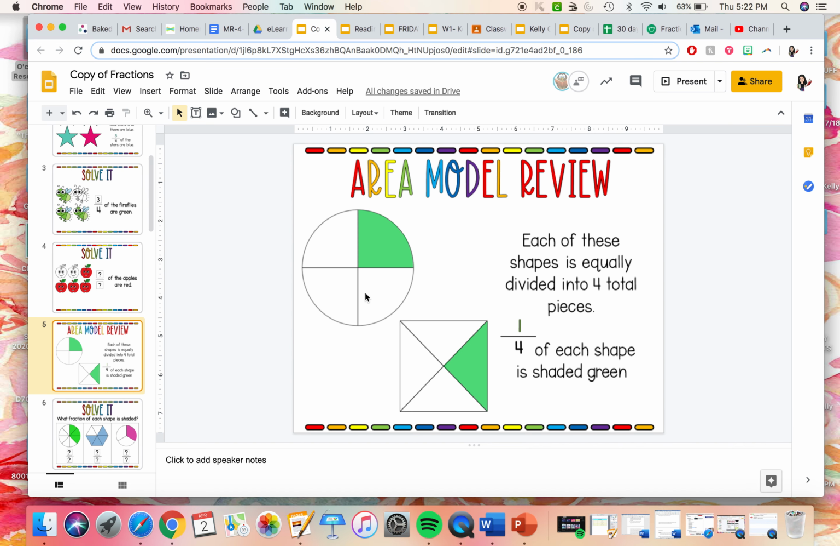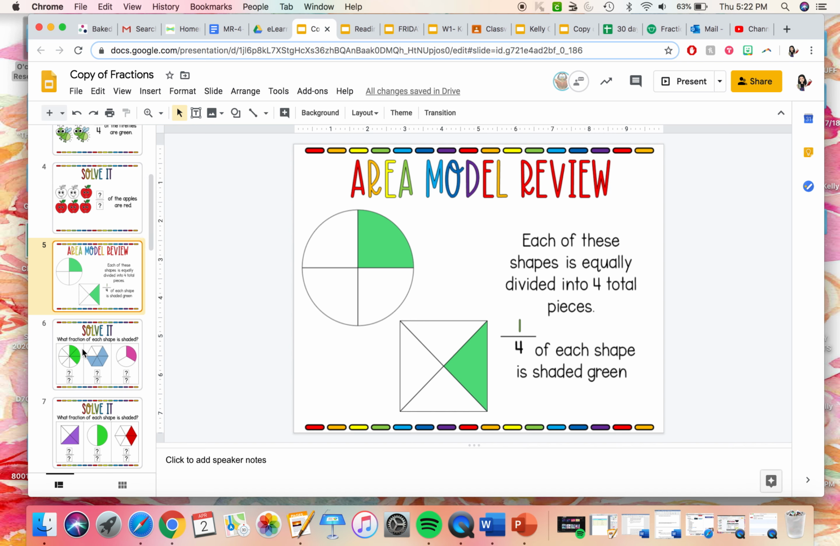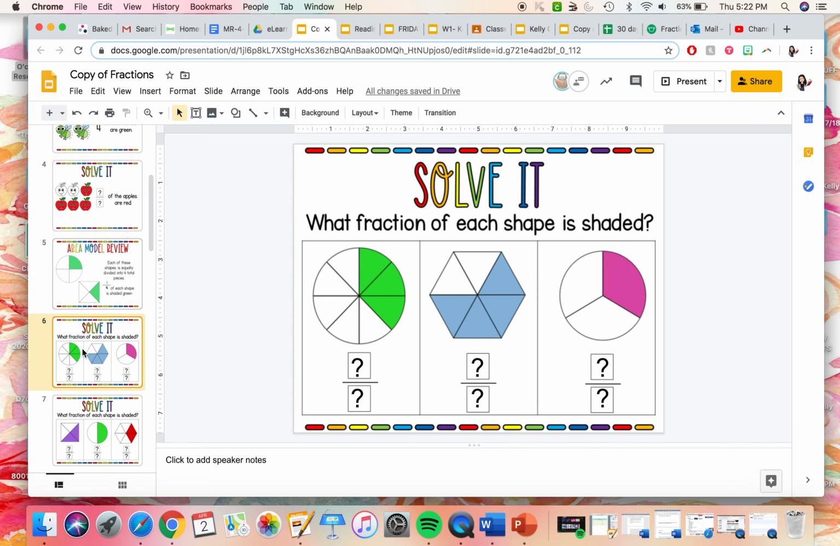Just another picture for you to see for fractions. We look at these. This is another way to represent parts and wholes. Both of these show that there's 1/4 of the shape shaded green. Remember that the shapes, the parts have to be equal. If they're not equal, then it's technically not a fraction or an accurate fraction.